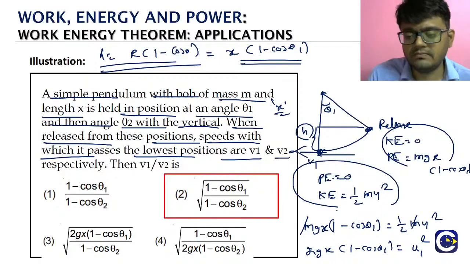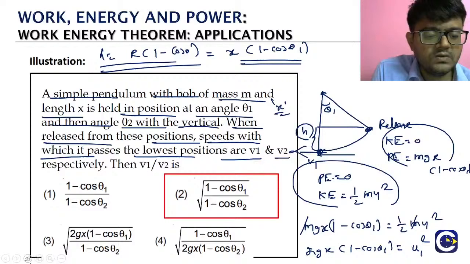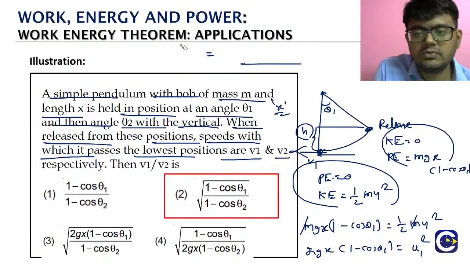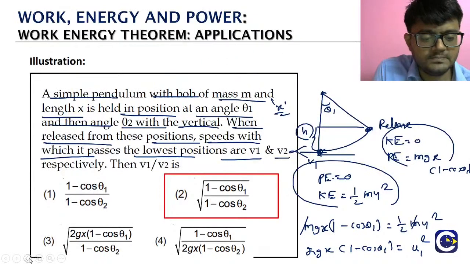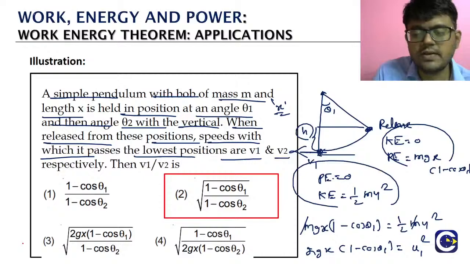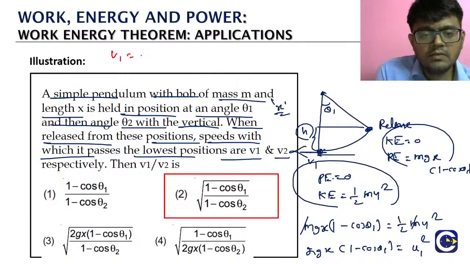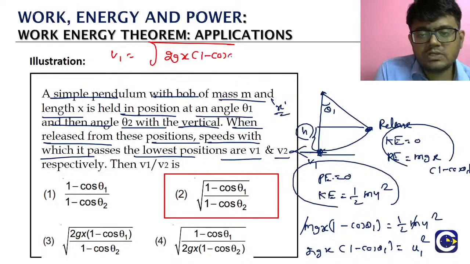After that, what is v1? We have to take the root on both sides. What is the v1 value going to be? We should take a square root on both sides. Right? If we take the square root, what will come? The value of v1 will be equal to root of 2gx into 1 minus cos theta 1. That is the value of v1. Okay?